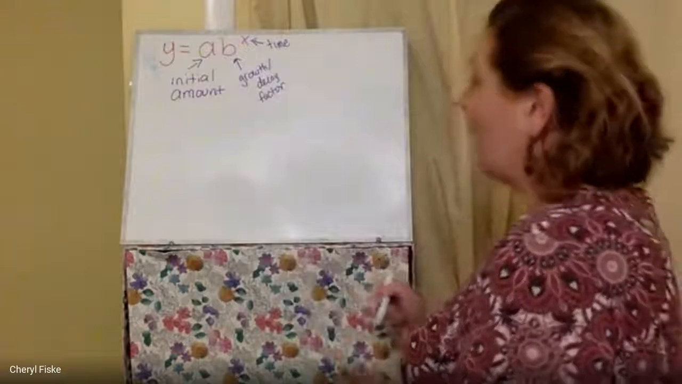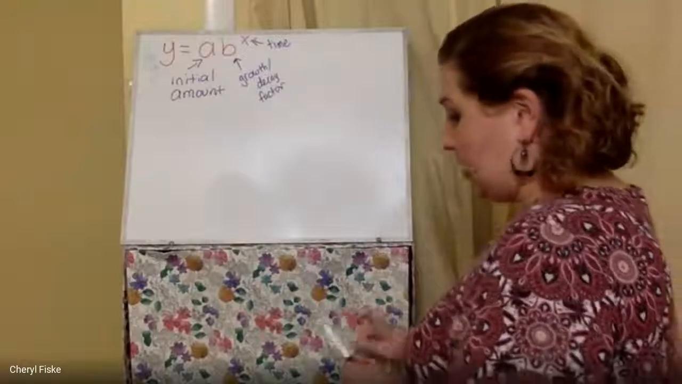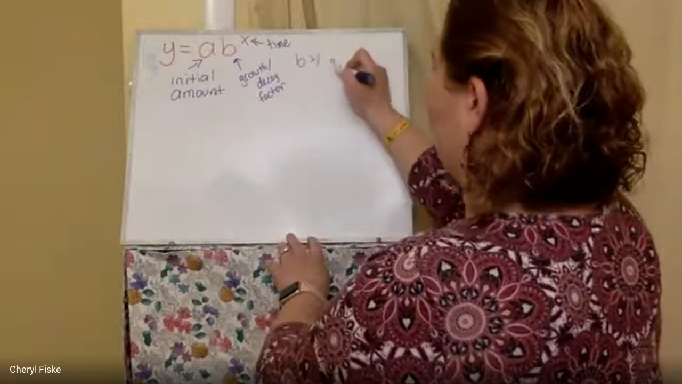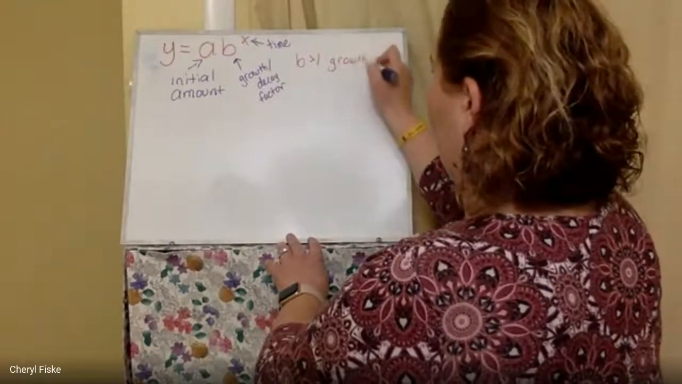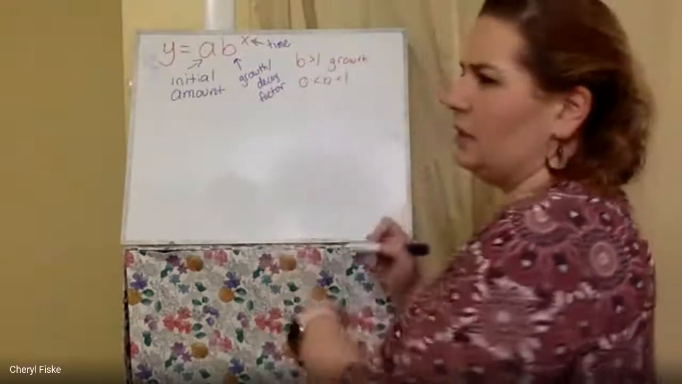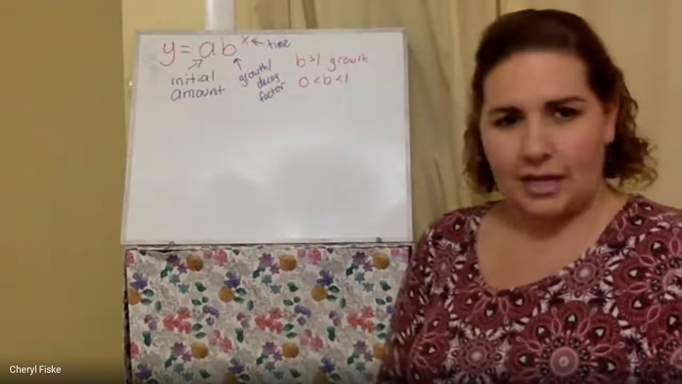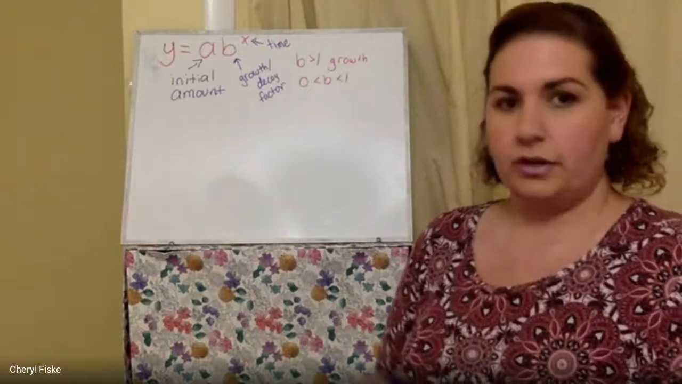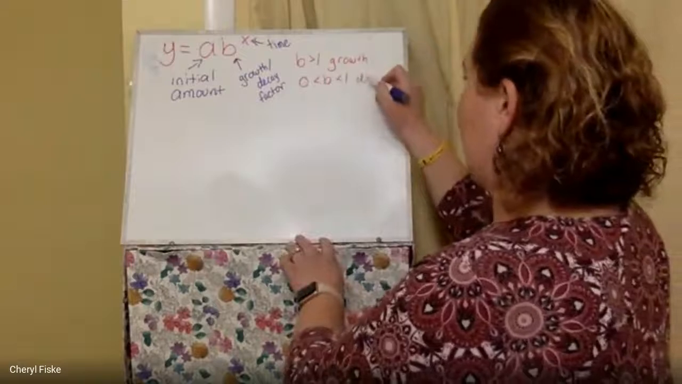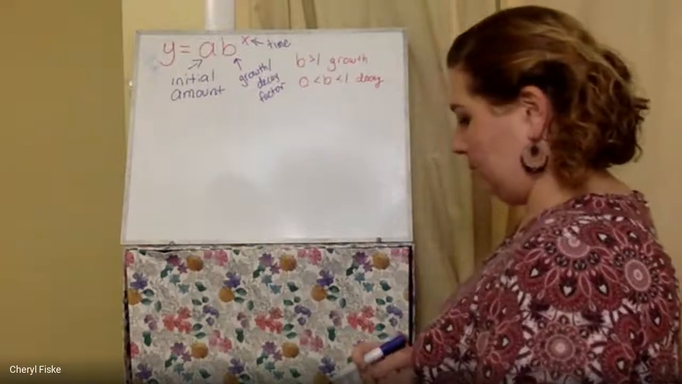Now, how do I know if it's growth or decay? I'm going to look at this growth or decay factor. So when B is greater than 1, it's going to be growth. When B is between 1 and 0, so what does that mean? Think about numbers that are between 1 and 0. Those are your decimals or your fractions between 1 and 0. That's when it's decay. So I'm going to show you some examples. Let's talk about when it's growth or decay.